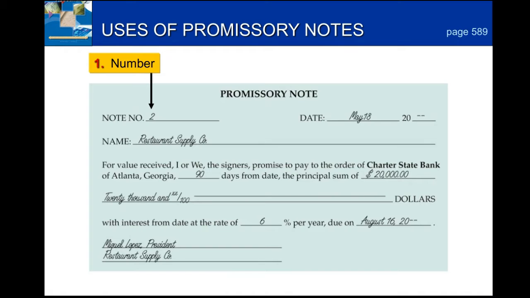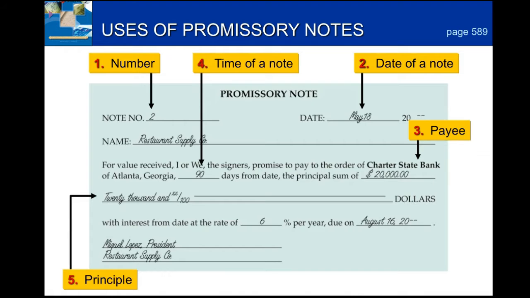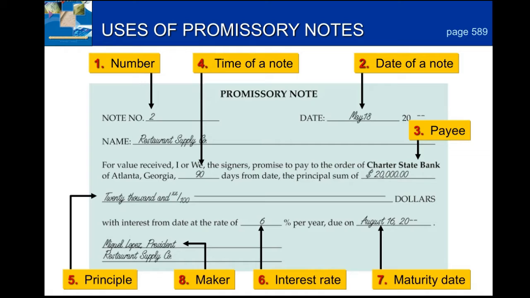So when looking at a promissory note, it always has a number, it has the date of the note, and the payee, so who you promise to pay the money back to, in this case Charter State Bank. Then how many days you have to pay the note. So this is a 90-day note. The principal amount is $20,000. And the interest rate, so what they're going to charge you to give you this money, is 6%. And then finally, the maturity date. So it's due in its entirety on August 16th. And then it has the person that took the loan out.